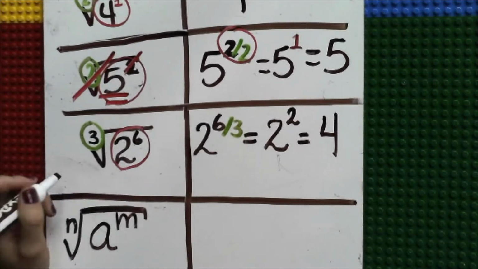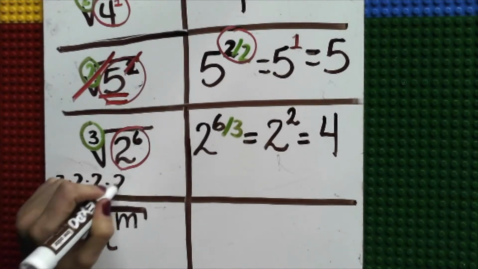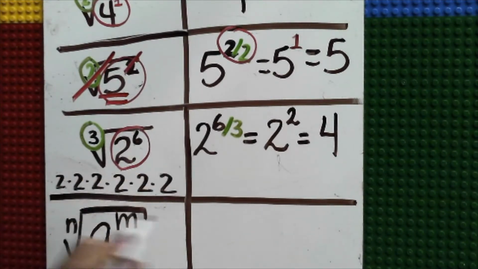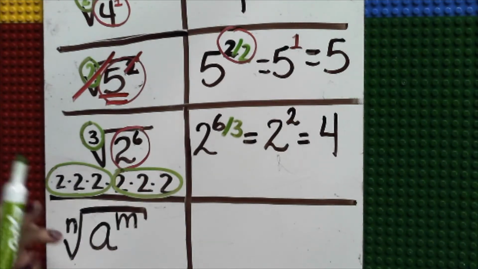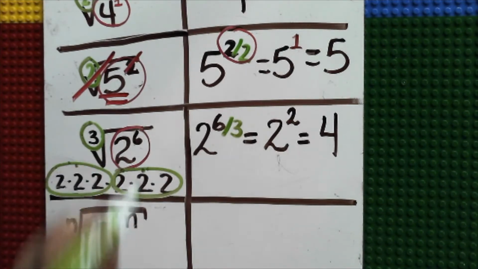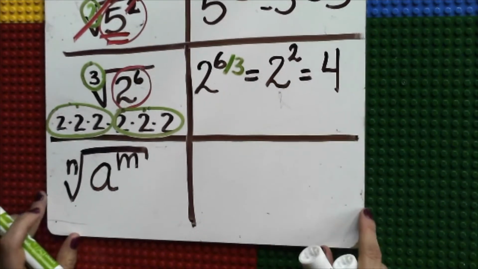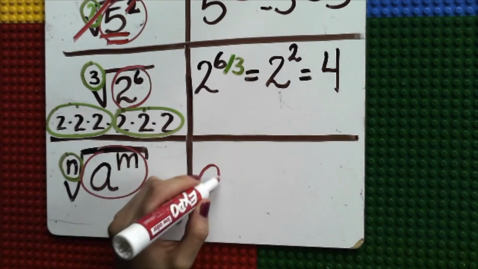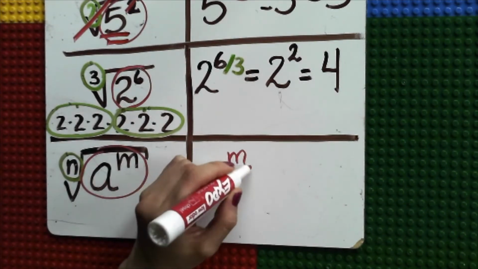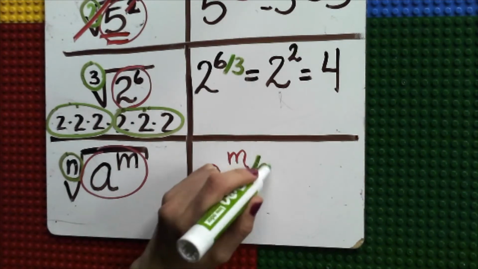And I can see that because 2 to the 6th is 2 times 2 times 2 times 2 times 2 times 2, 6 times. And I can make one group of 3 2's and another group of 3 2's, that is 2 times 2, which is equal to 4. Finally, we have the nth root of a to the n, which is equal to a to the n divided by n.